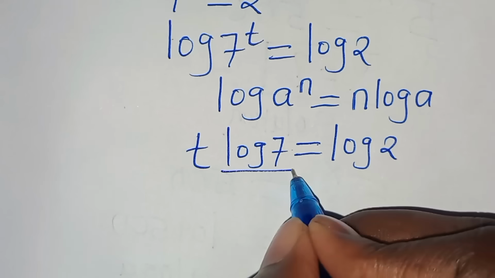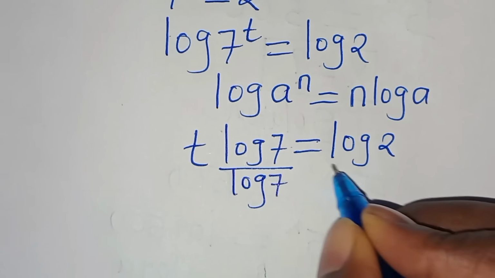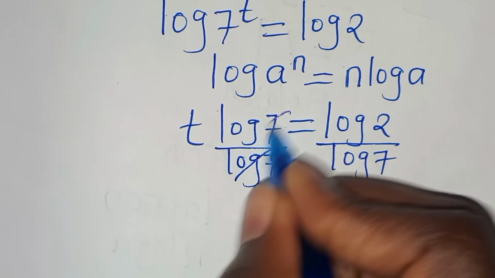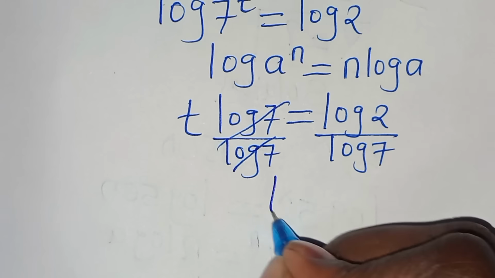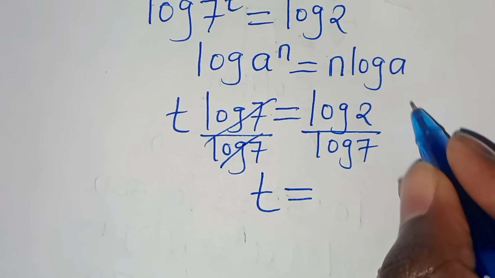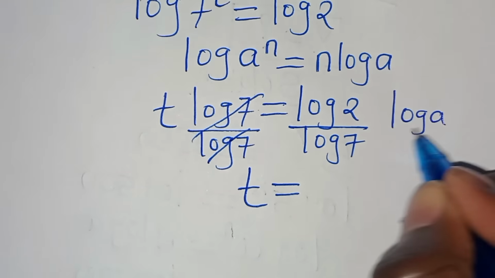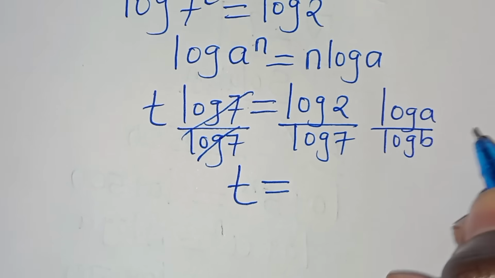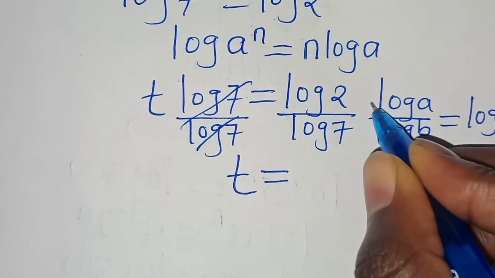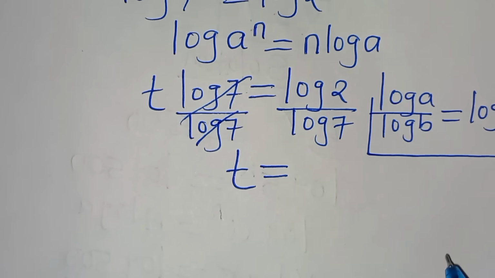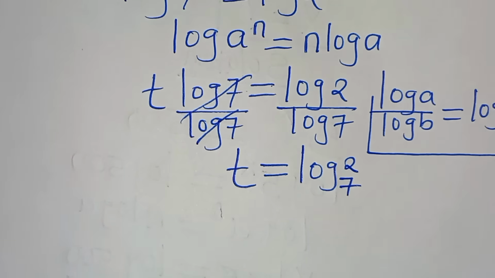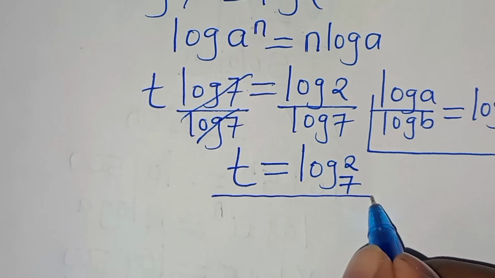So let's divide both sides by log 7. And also here we have log 7. So log 7 and log 7 here simplify so that we have t is equal to log 2 over log 7. And remember, this is in the form of log a over log b, which we can express as log a to base b. So that now we have t is equal to log 2 to base 7. So this is the value of t.